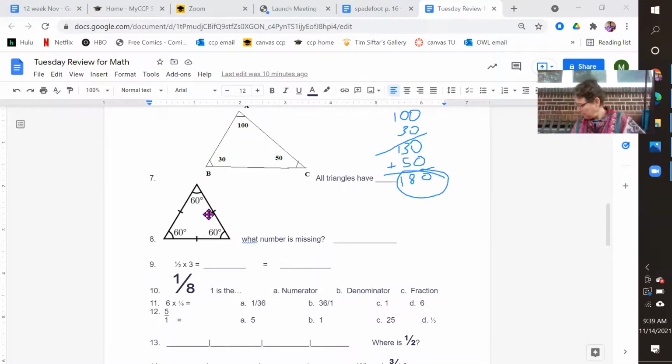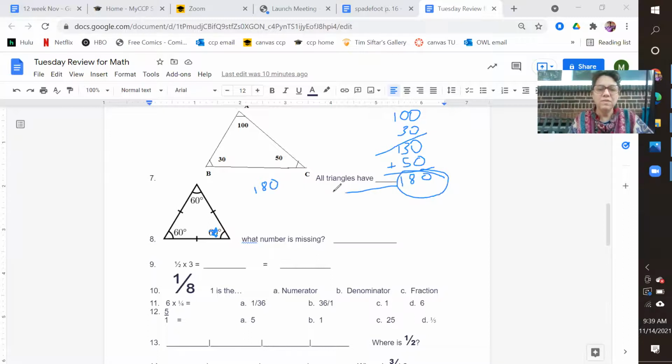Now for this one, it says what number is missing, but on yours, it has a missing one. On mine, it doesn't. I made a mistake. All right. So let me show you which number is missing. And if you don't know, let me show you how you would do it. Okay, so you don't have this one, right? So you know it's 180, right? We know that from over here.